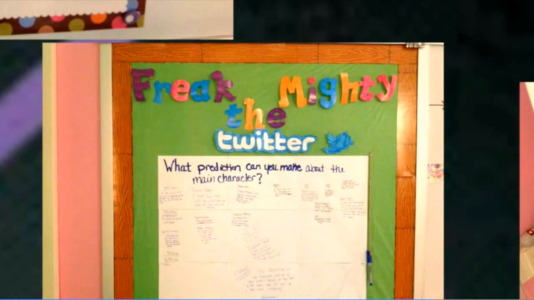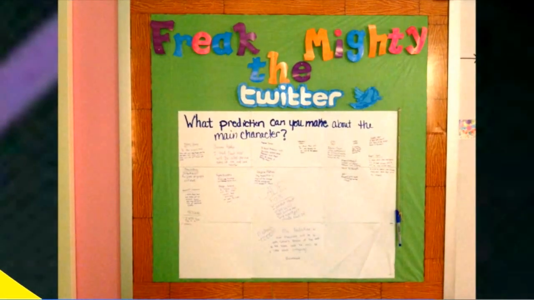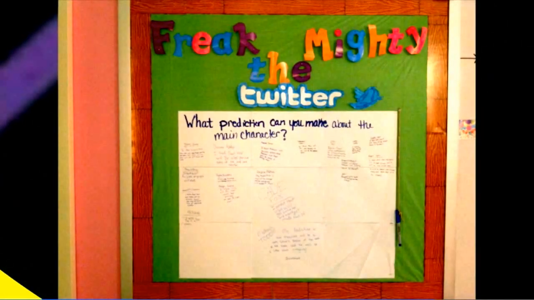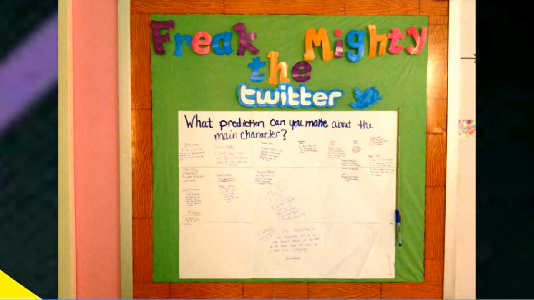This is an interactive bulletin board that the students use. They find it to be fun because it's Twitter related, but it's also a way for me to understand where they're at, and it's a formative assessment.